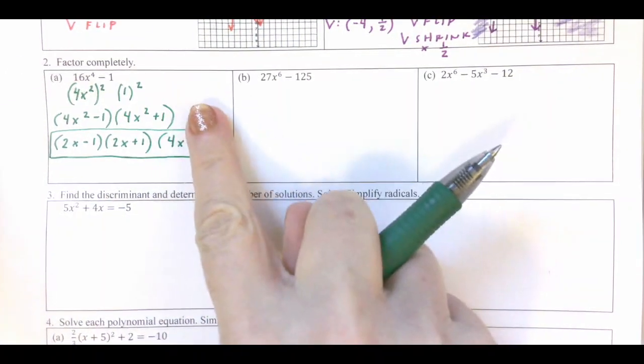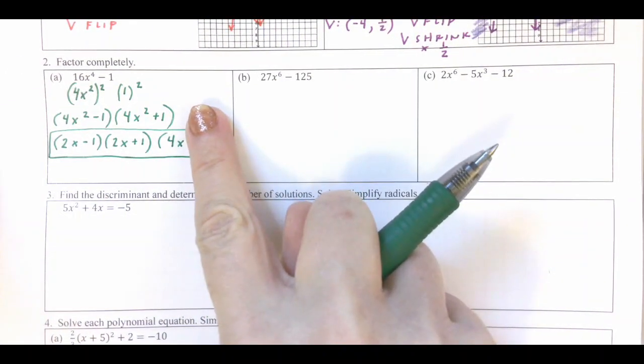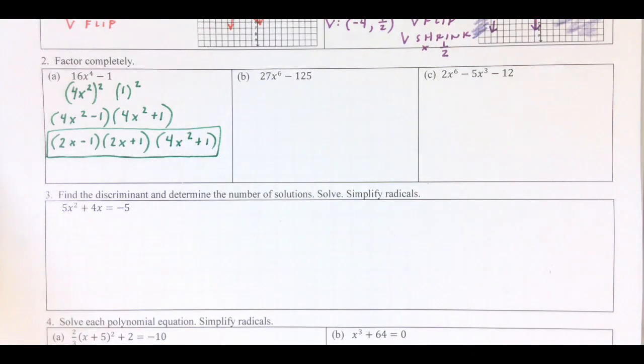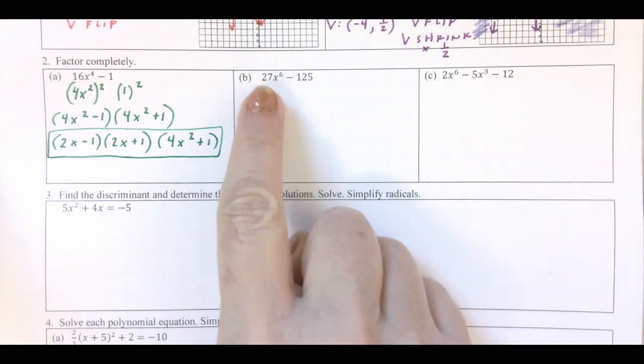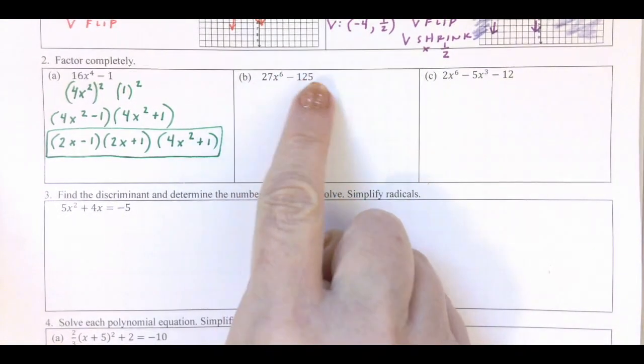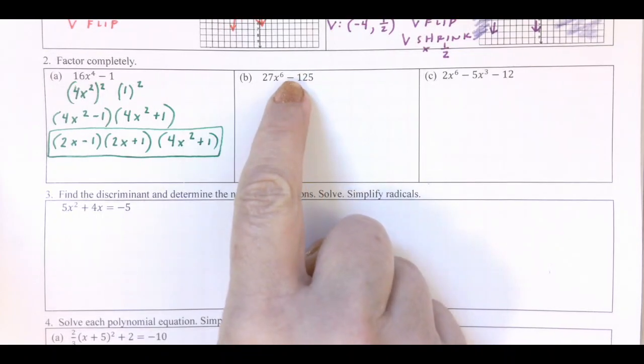So this one was essentially a difference of two squares twice. All right, the next one here, there's no GCF, and I recognize that these are both perfect cubes, and there's a minus joining them in the middle.